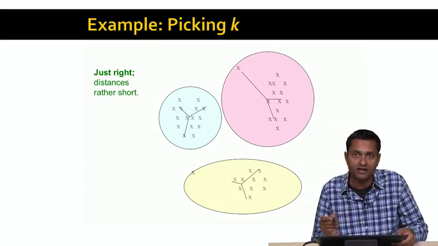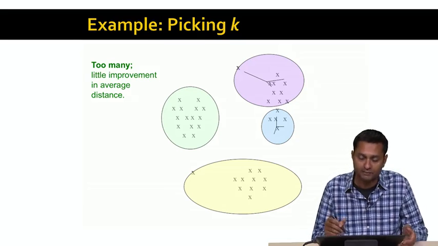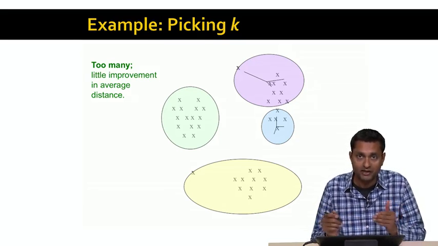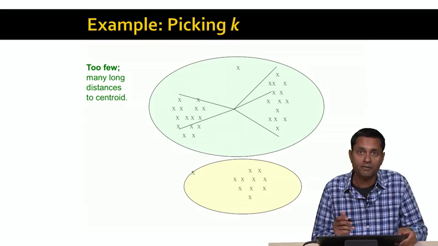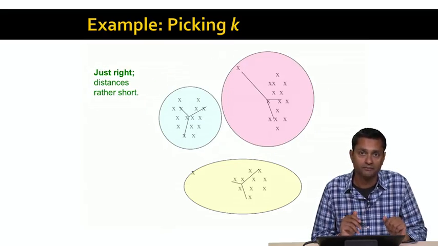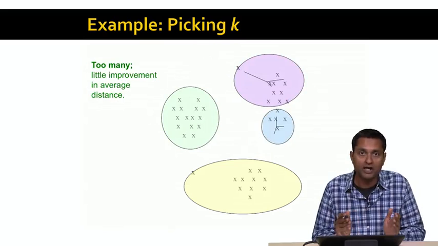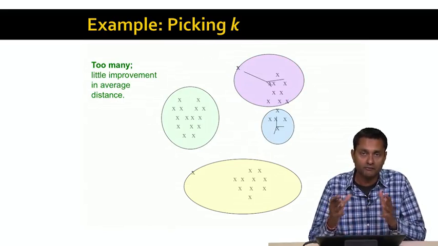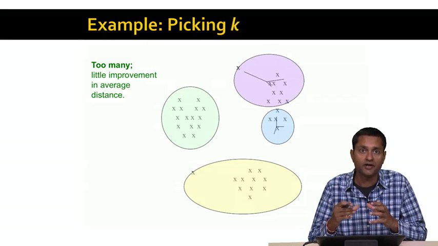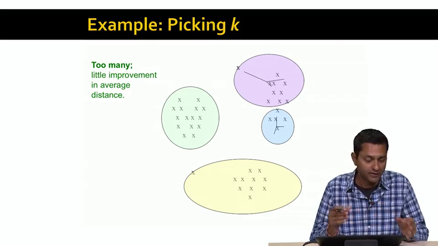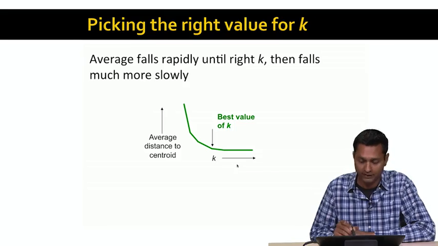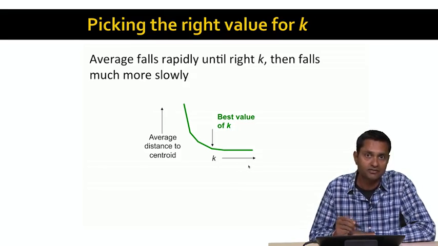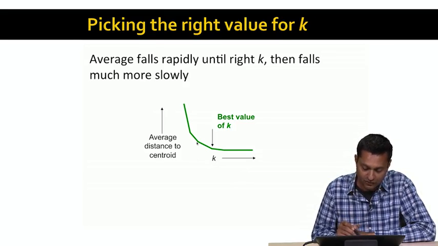But if I increase k further, let's say I make k equal 4, that splits that cluster further. Now, that does shrink the average distance to the centroid, but not as much as when we went from k equal 2 to k equal 3, right? So when we make k too large, it does decrease the average distance to the centroid, but not as much. Now, you can see this very clearly if I plot a graph, where the x-axis is k, the number of clusters, and the y-axis is the average distance to the centroid. You can see that as k increases, the average distance to the centroid keeps falling.